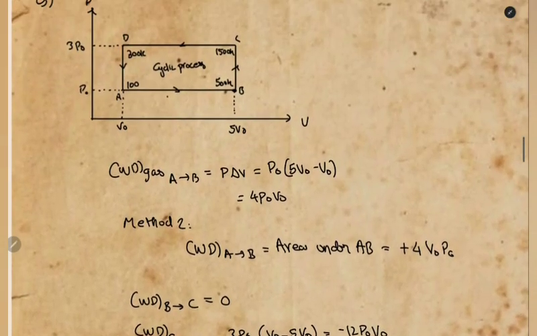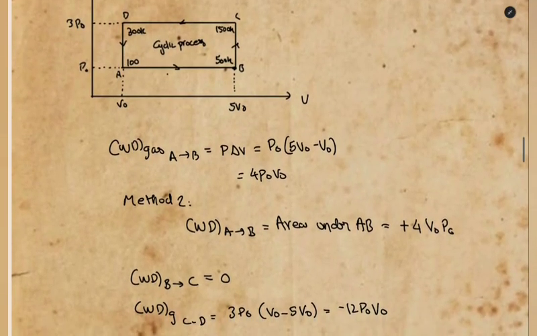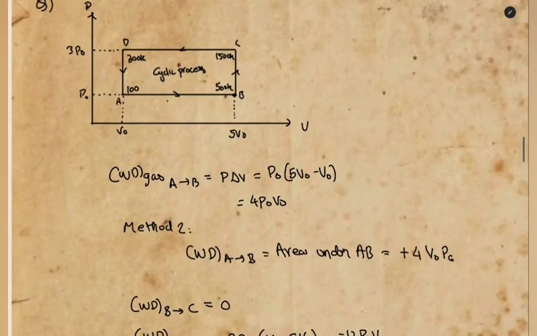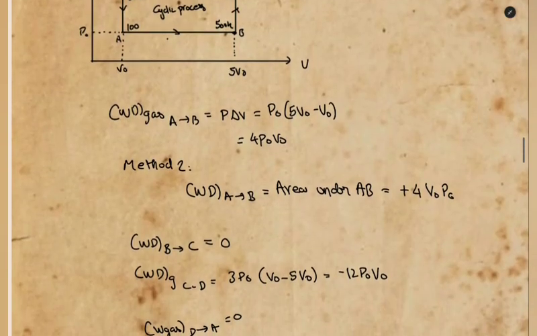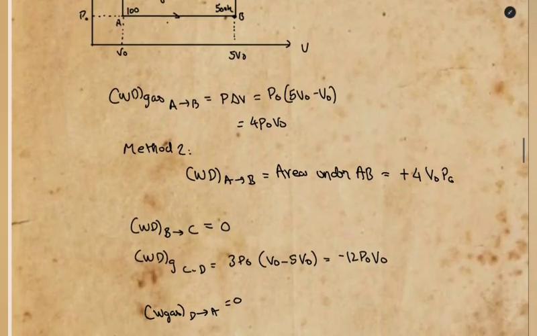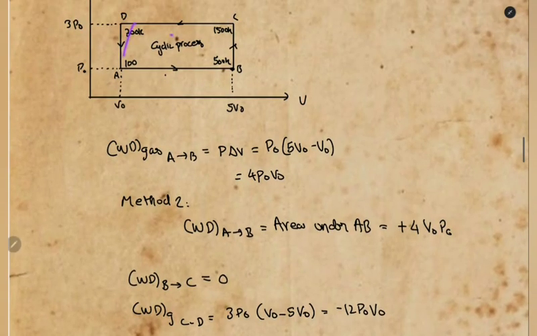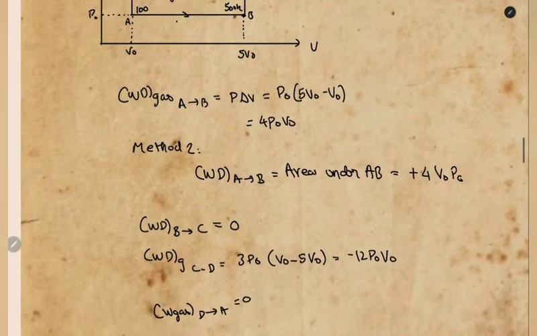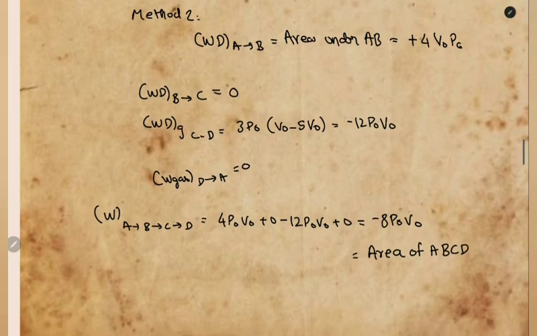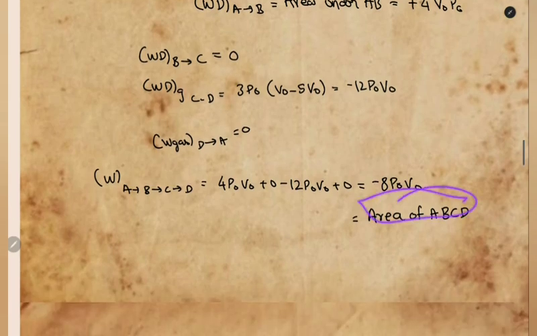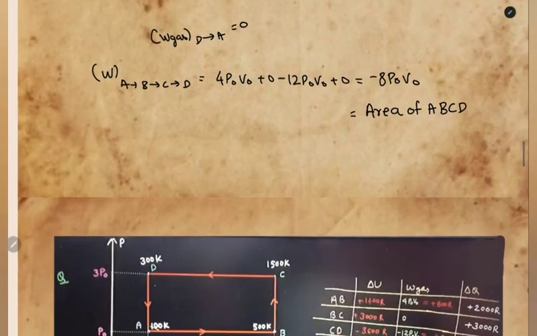So what about B to C? Work done by B to C is basically equal to 0. Delta U is 0 there, so it's equal to 0. Work done by C to D, the area under this, and D to A, and the net work done will basically be the area of A, B, C, D.